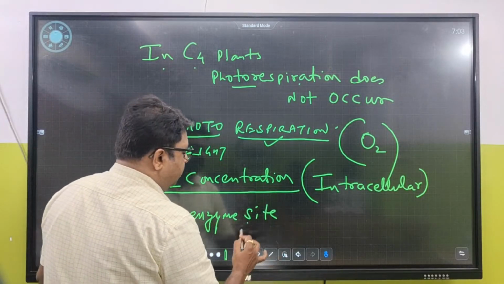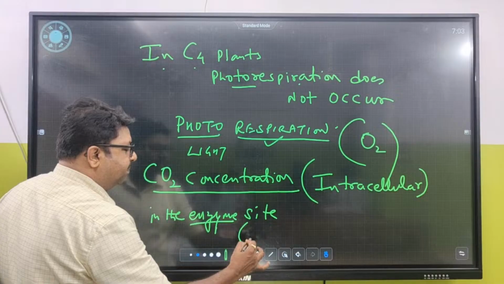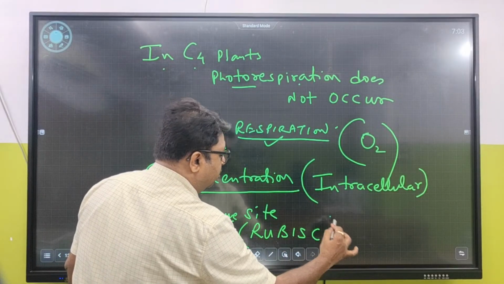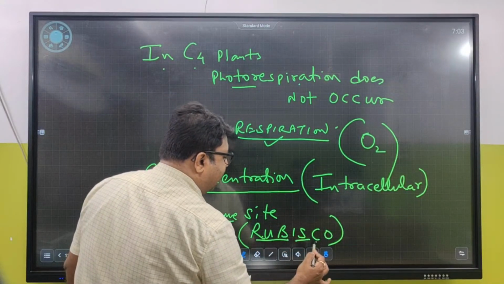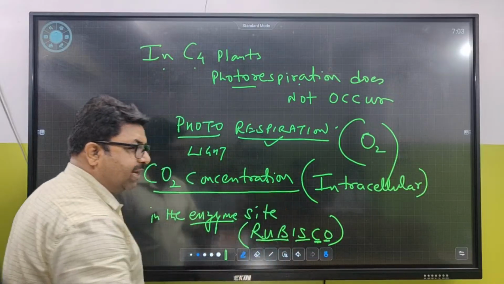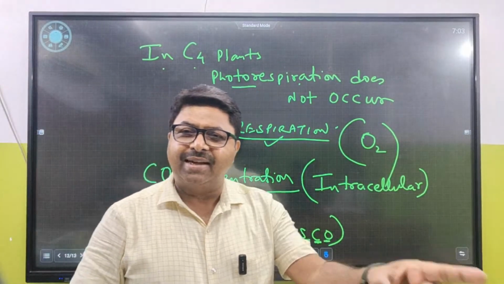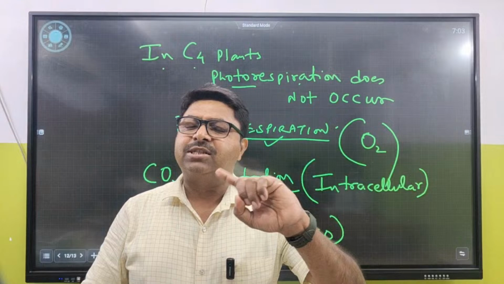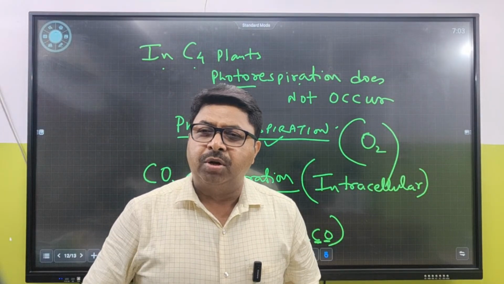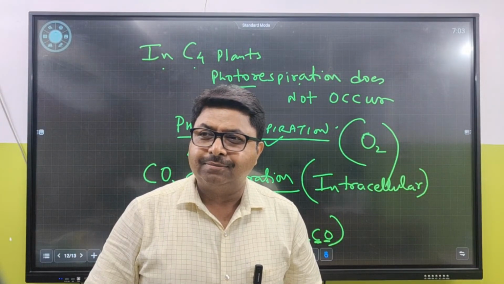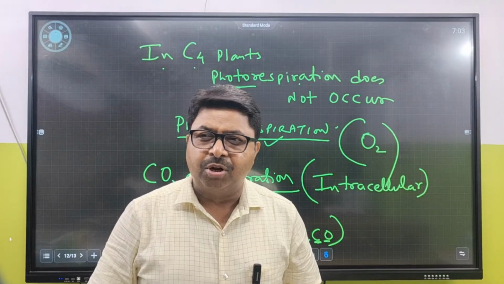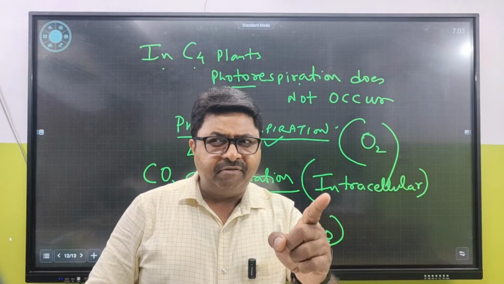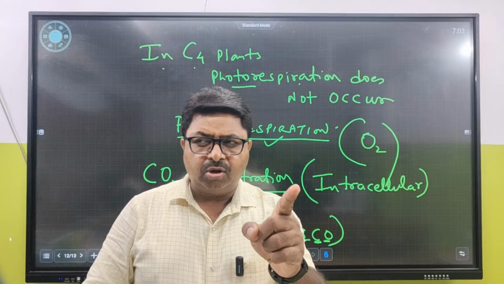Tell me, which enzyme? Rubisco. What have you given Rubisco, oxygen or more carbon dioxide? You have given carbon dioxide. Who will it bind with? Between whom will there be competition? Competition will be between oxygen and carbon dioxide. So there is a term called competitive process occurring over there.